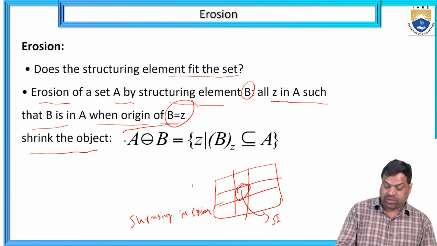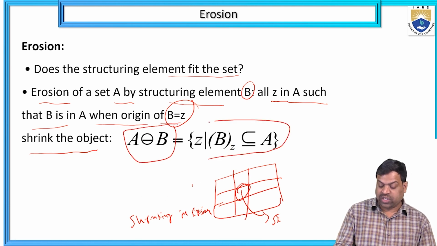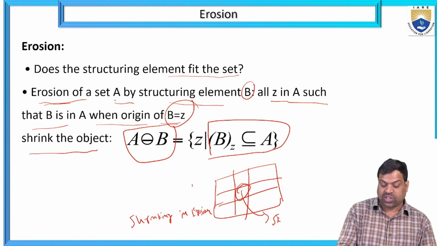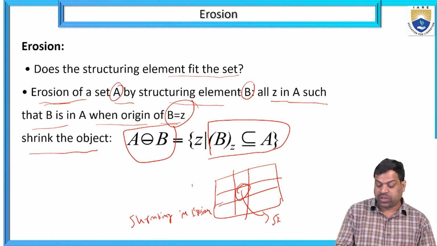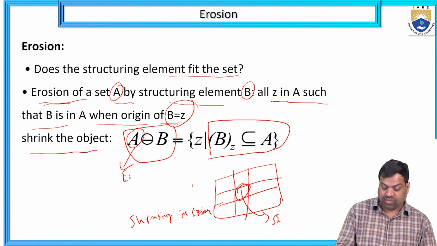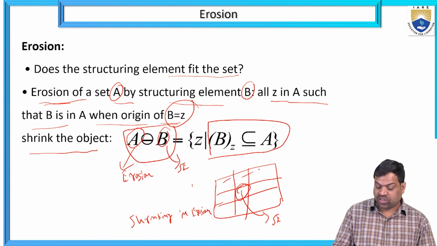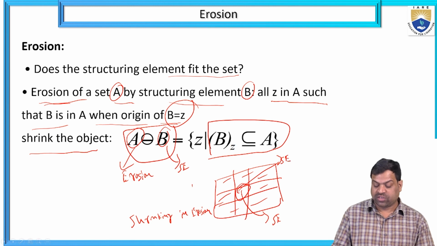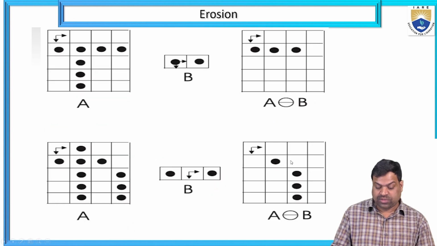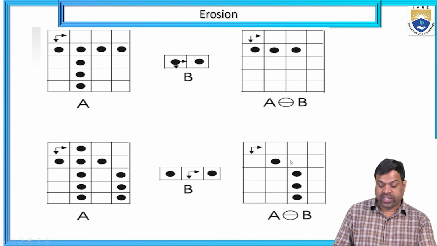So I am taking A eroded by B. Erosion and dilation, with the erosion of set A and the structuring element B. So erosion with a structuring element. Suppose I am taking erosion with a structuring element. It is one example.